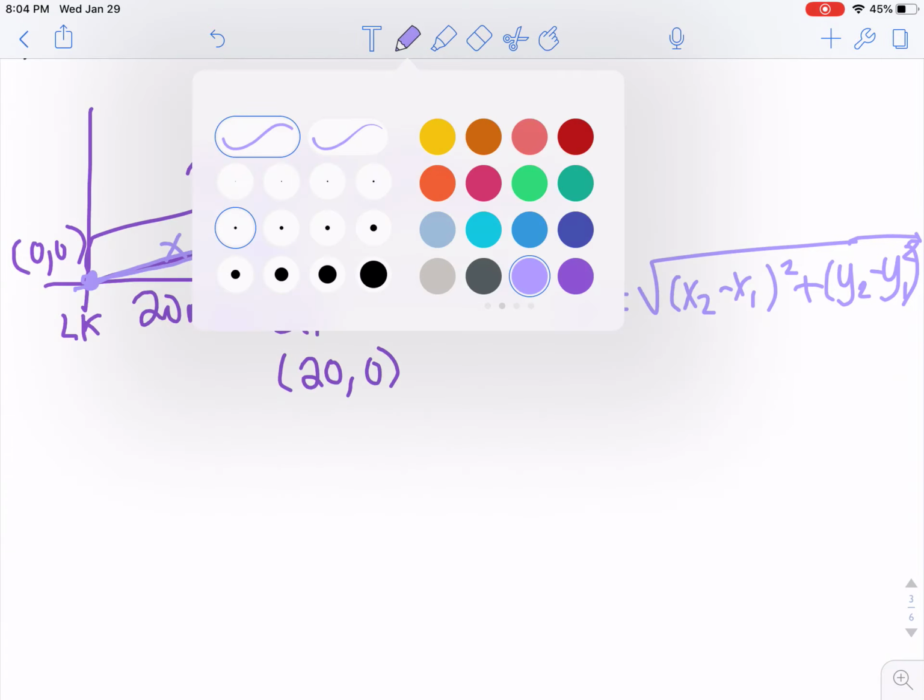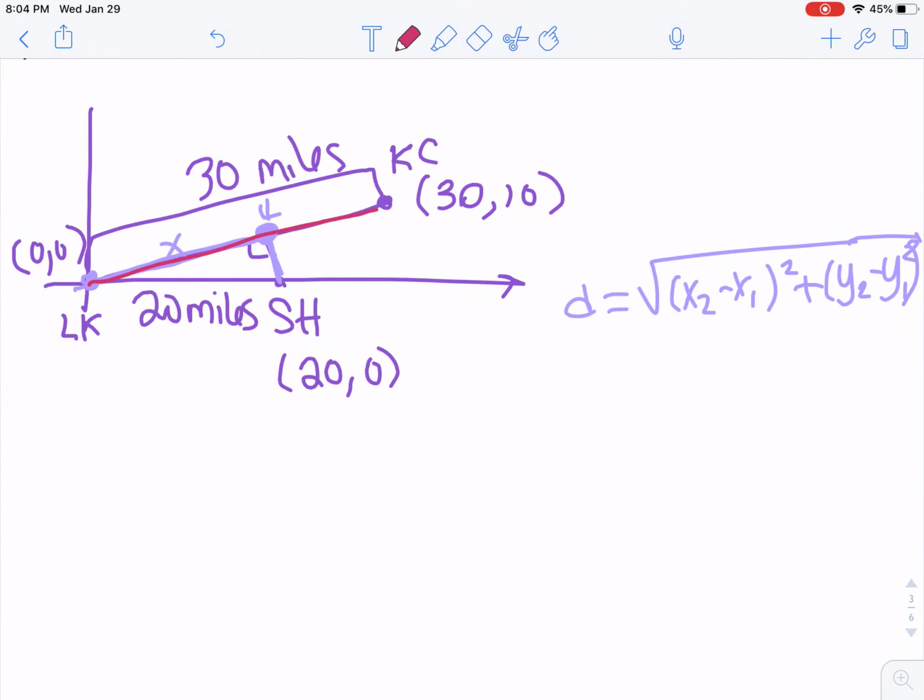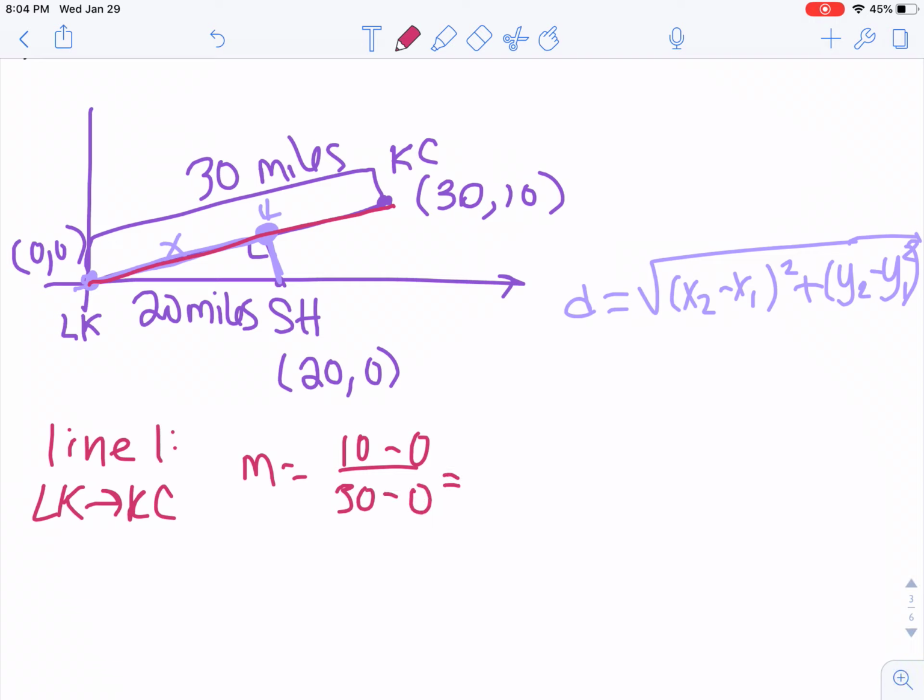So what we're first going to do is write an equation for the first line, which is from LK to KC. In order to write that equation, I need a slope. So to find the slope, I'm going to take 10 minus 0, y minus y, over 30 minus 0. So that's going to be a third. Okay, so the equation is y equals 1/3 x plus, well, I need a b. Well, this starts at 0, 0, so that means b is 0. So the equation is y equals 1/3 x. Okay?